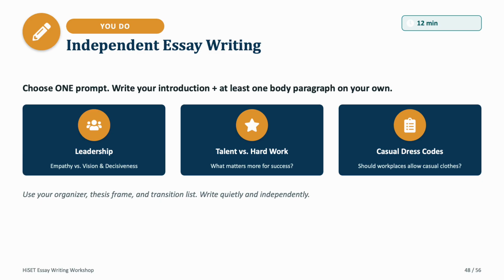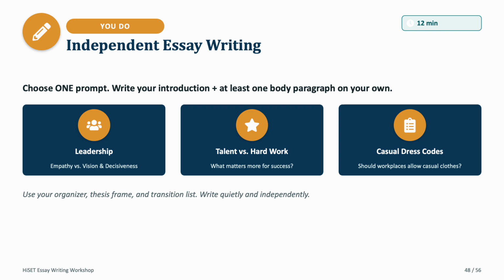You may choose one of these three topics: leadership, or talent versus hard work, or casual dress codes. Choose the topic that you feel most comfortable writing about. You're not expected to write an entire perfect essay in these 12 minutes. Your goal is to demonstrate the process.